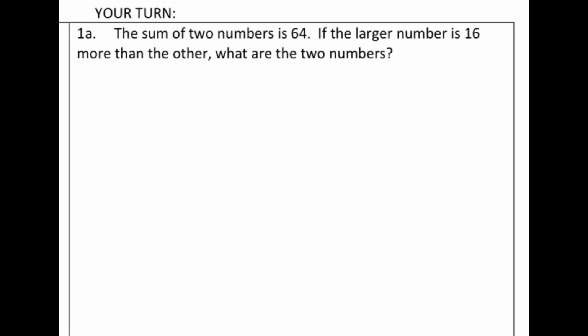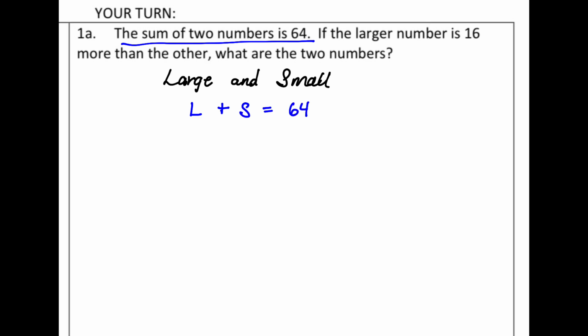All right, sum of two numbers is 64. If the larger number is 16 more than the other, what are the two numbers? So what I'm going to say is we have a large number and a small number. I'm going to use L and S, large and small. So the sum of two numbers is 64, so L plus S is 64.